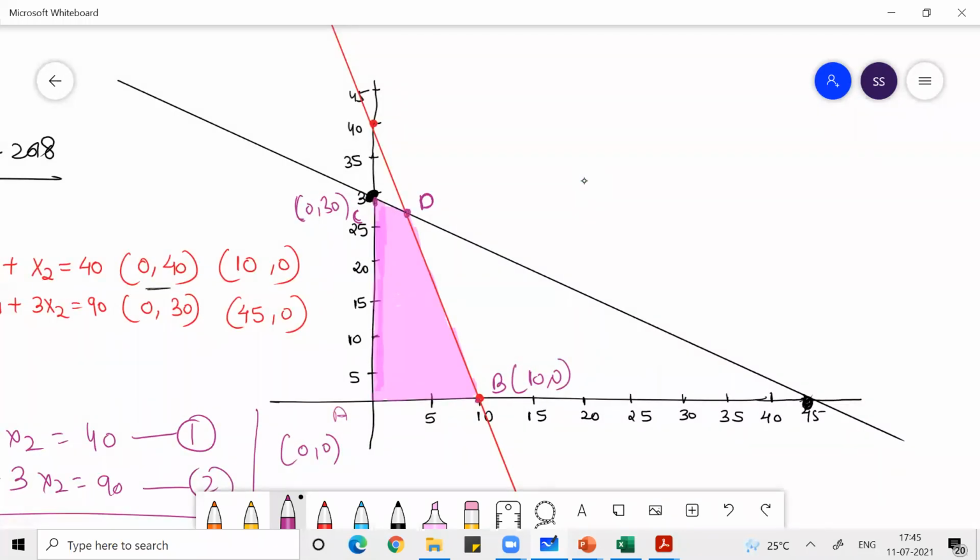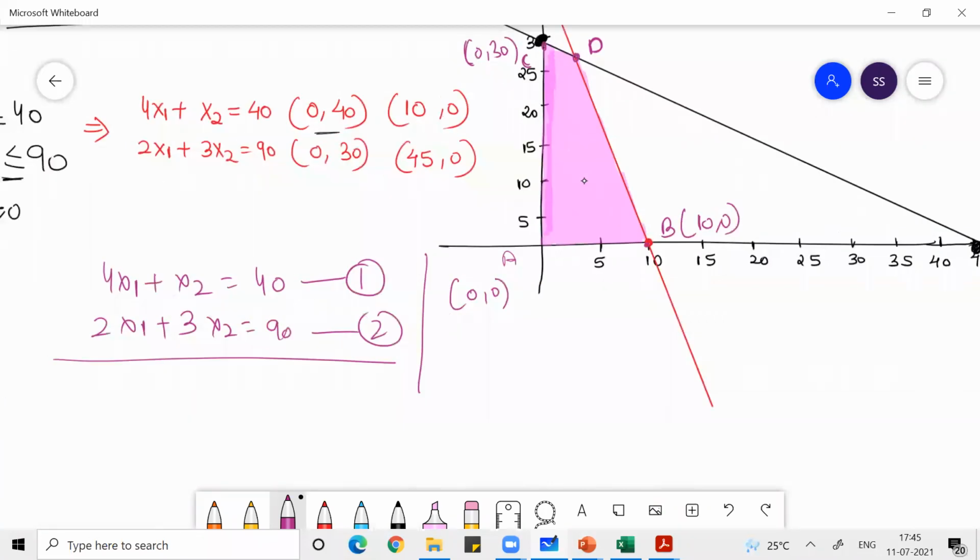So now, guys, I hope you are with me. You know that the coordinate for point A is 0, 0, the coordinate for point B is 10, 0, and the coordinate for point C is 0, 30. So I can find the coordinate of point D. How can I do that? To find the coordinate of point D, solve these equations. Guys, solve these equations and tell me the answer.